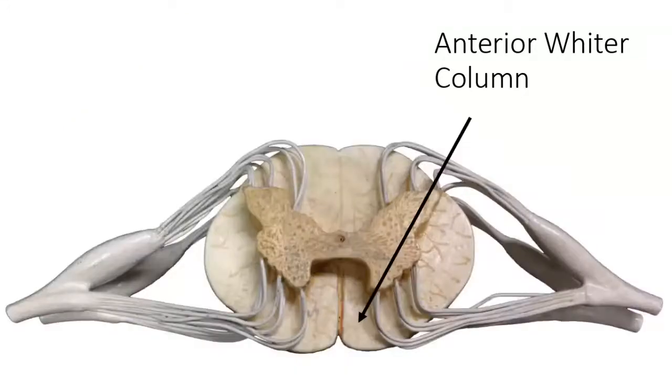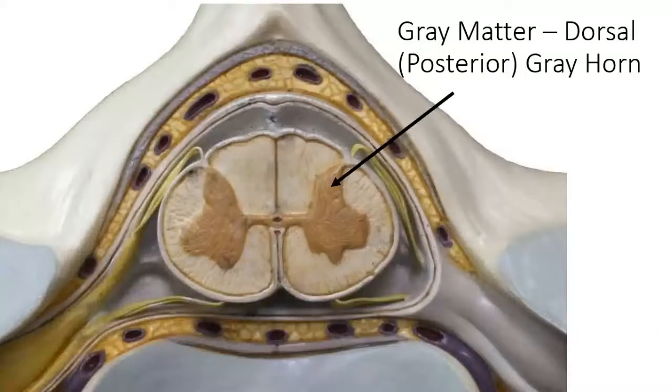Here you can see it on that model, anterior white column. So that's it for the white matter. Let's talk about the gray matter here. You can use either term, I put both up here. You can call it the dorsal gray horn or the posterior gray horn. More people refer to it as the posterior gray horn. Posterior gray horn is this back portion here.